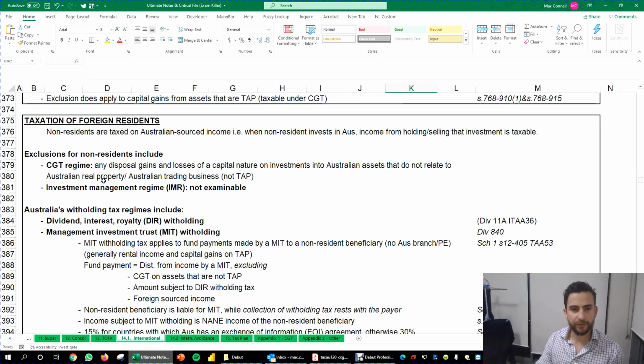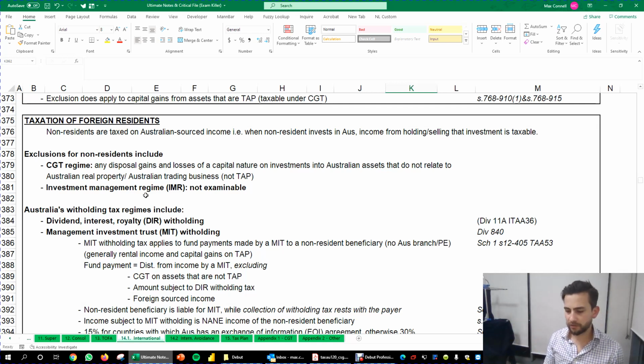Okay, next topic is taxation of foreign residents. So non-residents are taxed on Australian sourced income, i.e. when non-residents invest in Australia, income from holding or selling investment is taxable. So you're an investor in Hong Kong, you have shares in the Australian stock market. When you sell those shares and realise a capital gain, you actually have to pay tax in Australia.